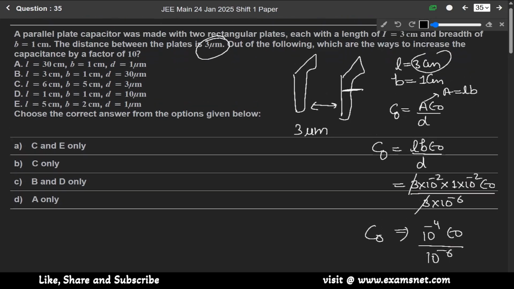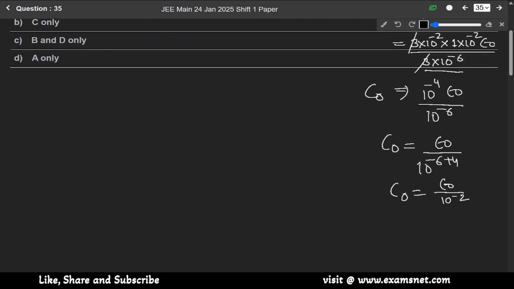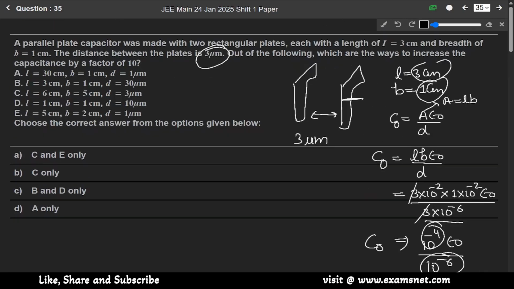It is 3, it is 1, and it is 3 into 10 to the power minus 6. Okay, so it means C naught is equal to 10 to the power minus 4 minus 6 epsilon naught over 10 to the power minus 6 plus 4. So it will be 100 epsilon naught.